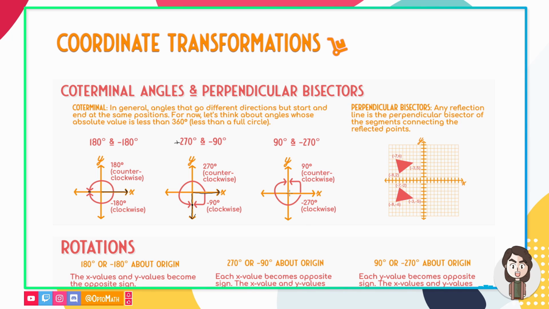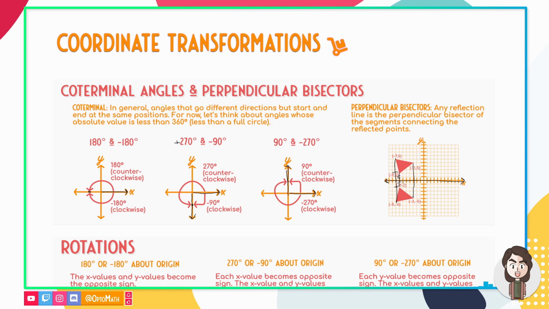And we have that image here, starting at the positive x-axis, ending at this positive y-axis here. So for our perpendicular bisectors, it's just a reminder that the line of reflection, which is the x-axis here, is going to be a perpendicular bisector of the segments that connect the corresponding points. And we talked about that with the reflections earlier.